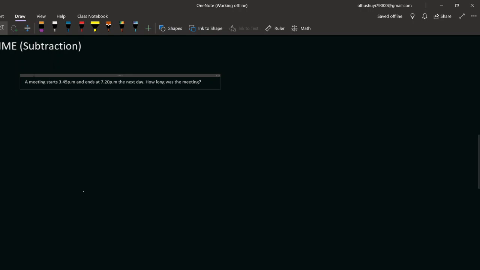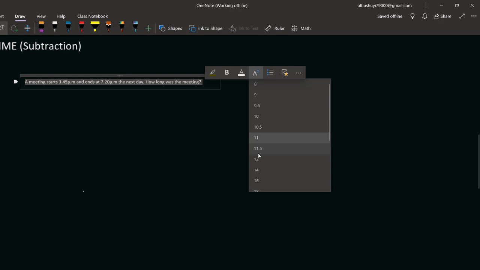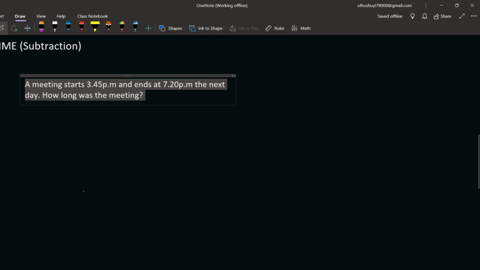You want to calculate the time spent, the exact amount of time spent during the meeting. So the meeting started 3:45 p.m. and ends 7:20 p.m. the next day. How long was the meeting?